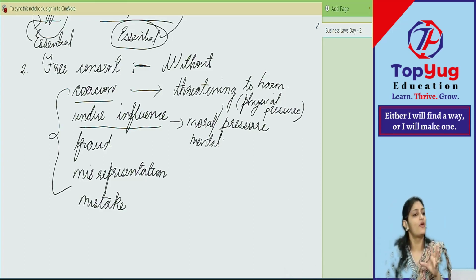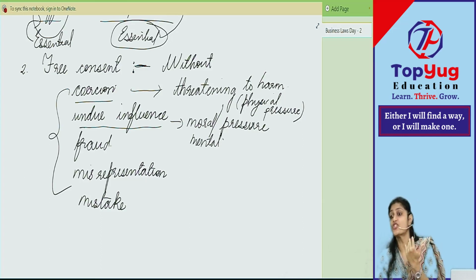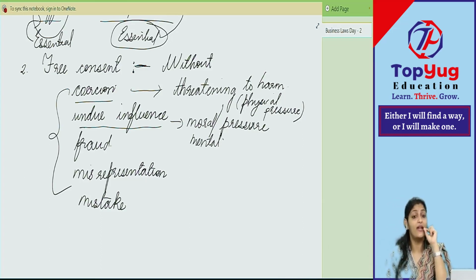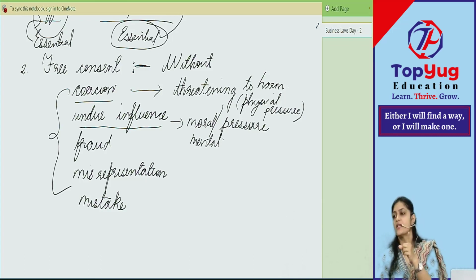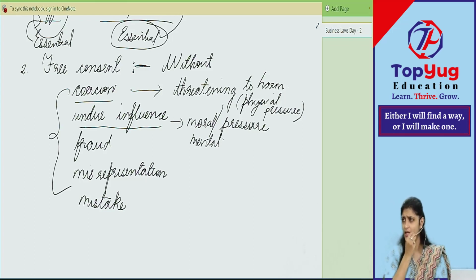So generally undue influence happens only where there is some relationship between the parties. And what kind of relationship? Where one person is dominating, another person is being dominated. Say for example, the master is saying to the servant that your bicycle is very nice, you give me your bicycle. Now the servant is saying that master, my bicycle is worth 5,000 rupees. No, I will only pay 1,000 rupees. If you don't give me your bicycle at 1,000 rupees, then I will not keep you for the job. I will fire you from the job.